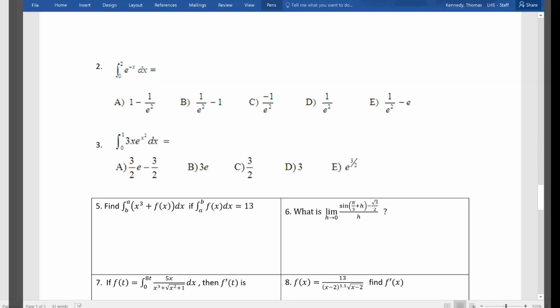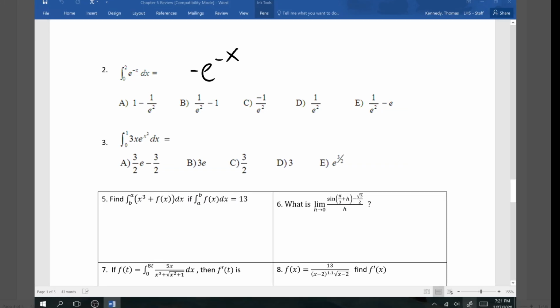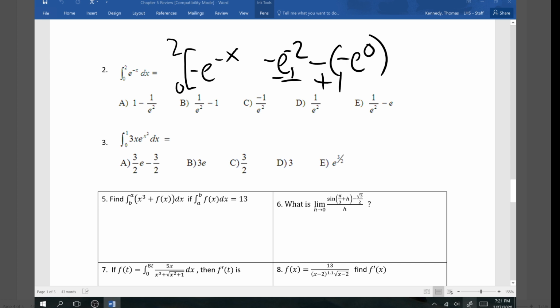This one's just, I think, a plugging in issue, because this is an easy integral. Negative e to the negative x is the integral of e to the negative x. You do e to the negative x over negative 1 for u substitution, undoing the chain rule. Then you just chuck in 0 and 2, and you get negative e to the negative 2 minus negative e to the 0, which is actually the negatives cancel, and I get plus 1 for that. And this is negative 1 over e squared, meaning it's 1 minus 1 over e squared, or A.